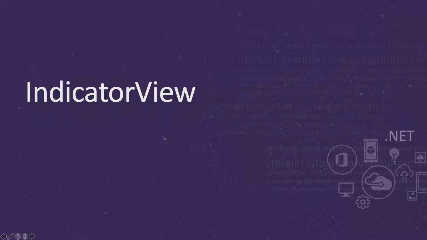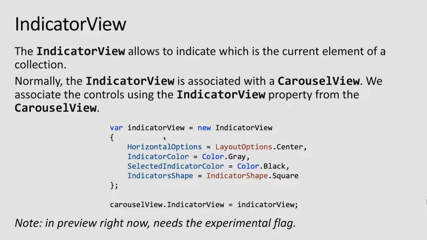So indicator view, that's something that is tightly coupled with the carousel view, as I already mentioned. If you have the carousel view, you might also know that a lot of these controls have these little dots at the bottom, which show you how many items there are in the actual carousel view, but also which index is currently selected. So that's what we want to do with the indicator view.